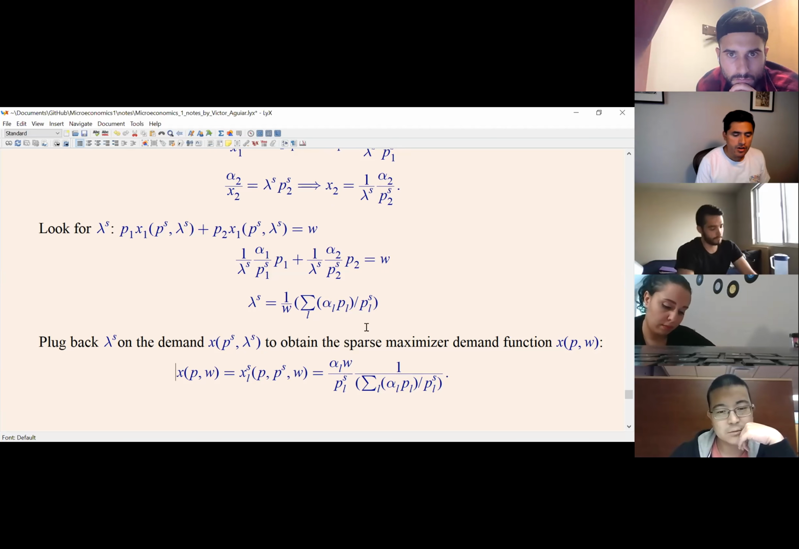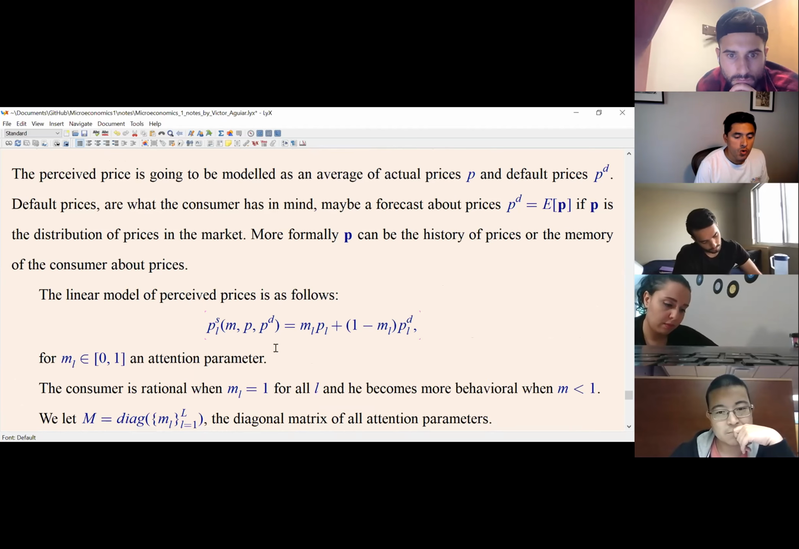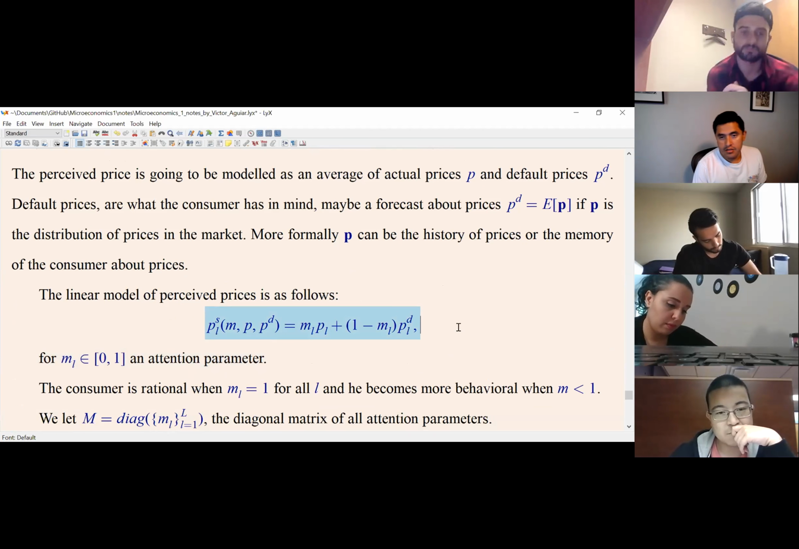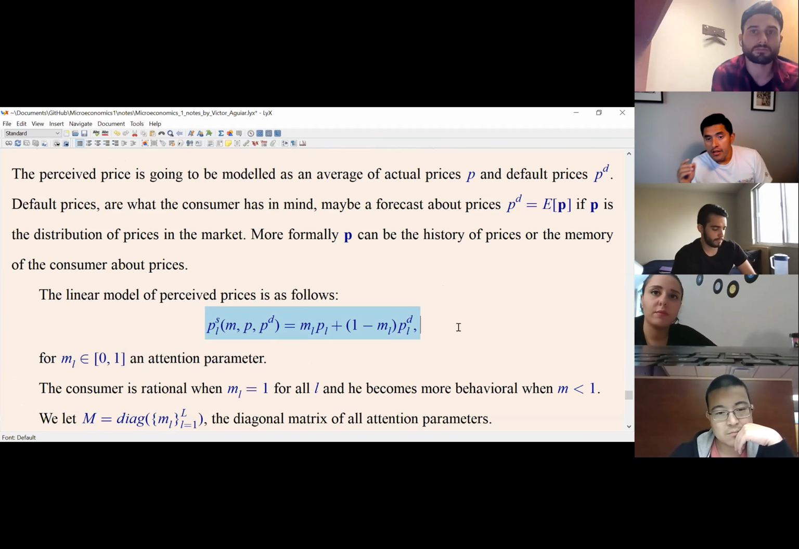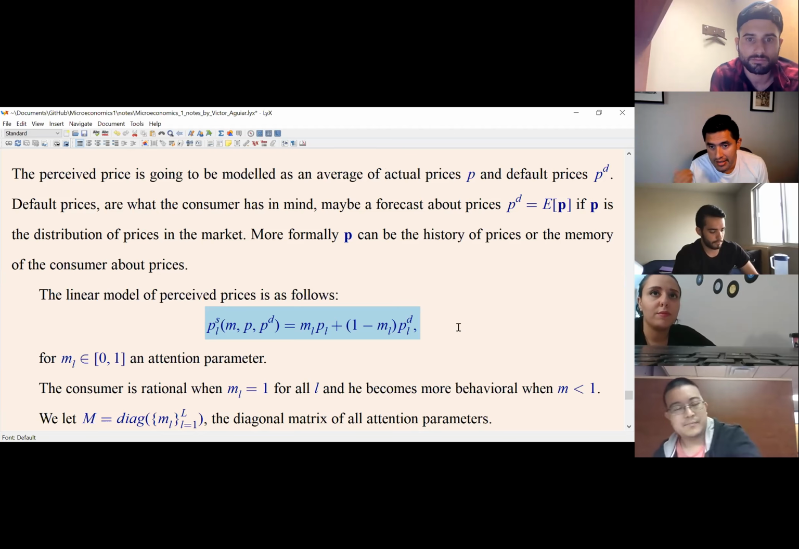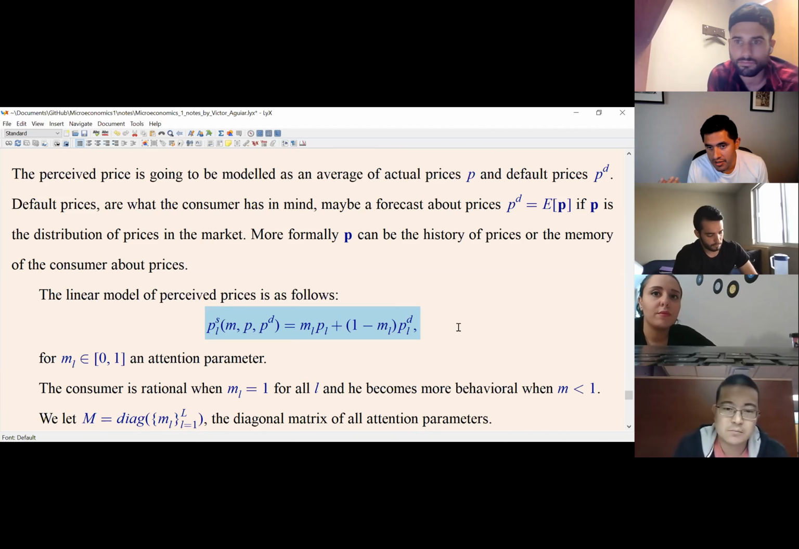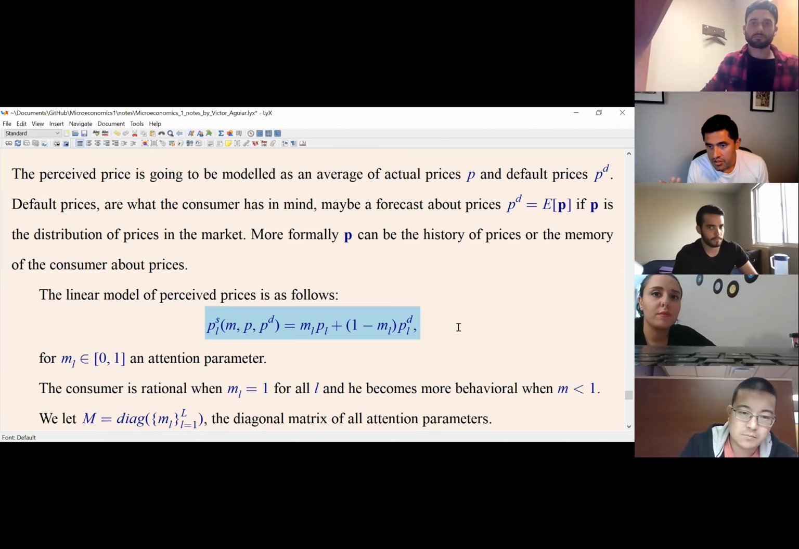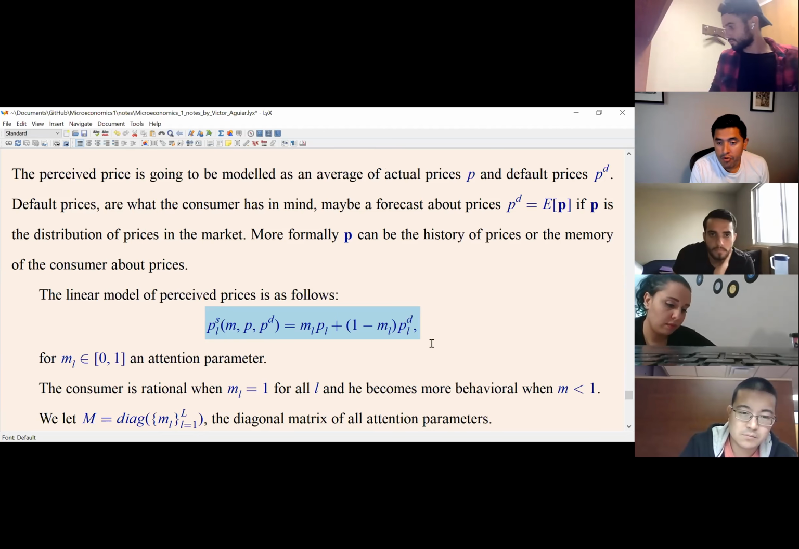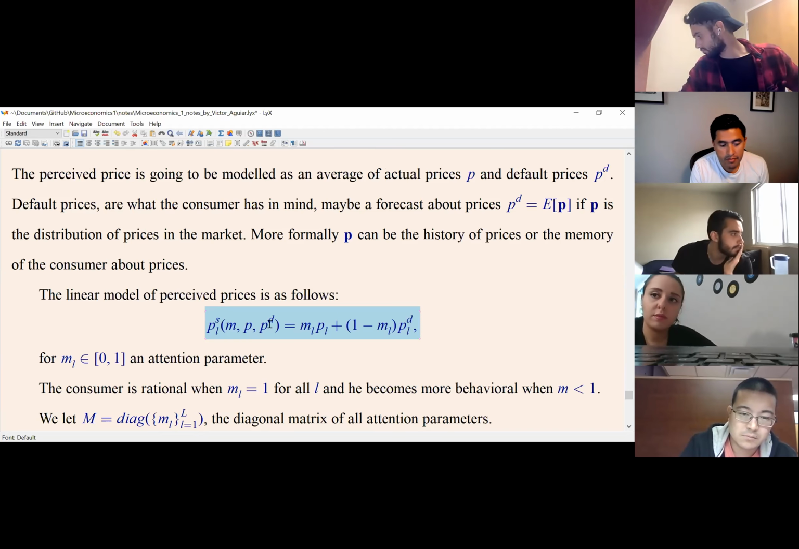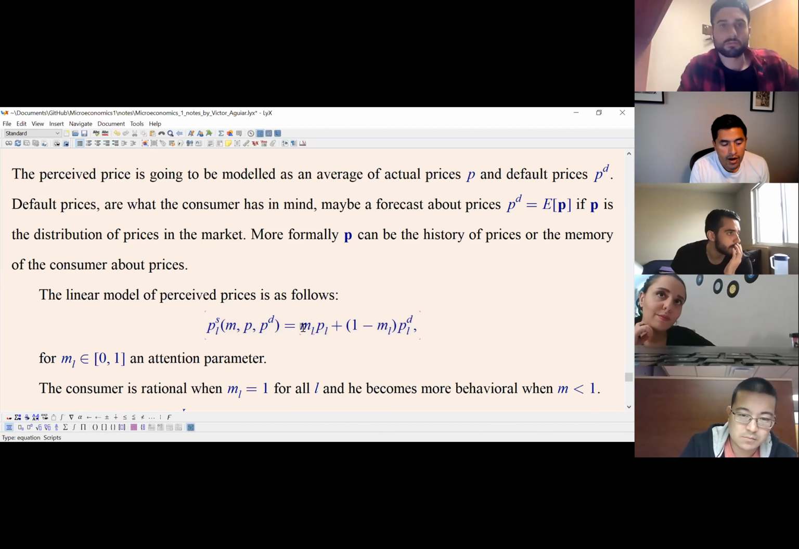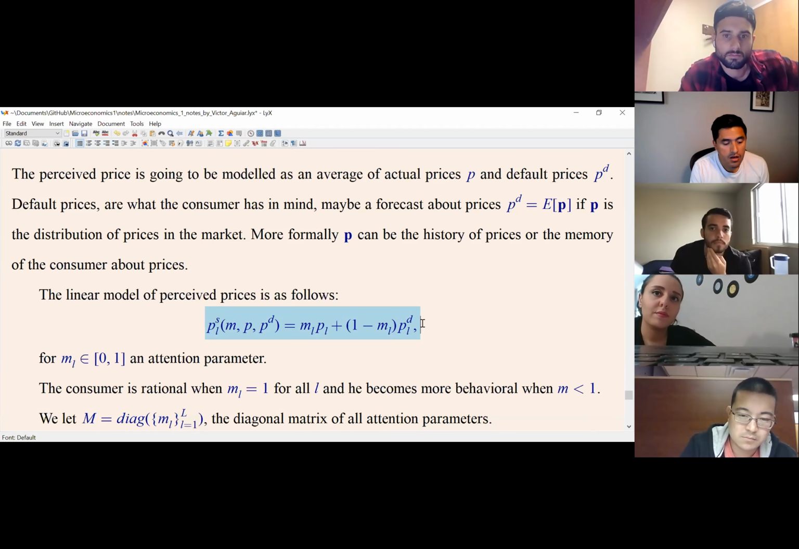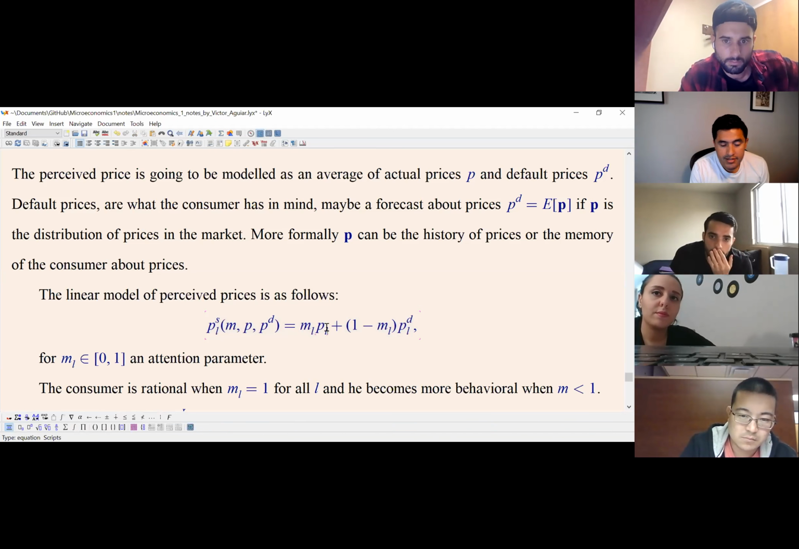So right now, I just want to give you a model of psychological price. Again, the psychological price is like a utility function, so it's too general right now. One particular way to go about it is to model it, the same way the Cobb-Douglas is a particular case of the utility. So here, for instance, we can provide this model of psychological price, where you have a weighted average of the true price and something called the default price.